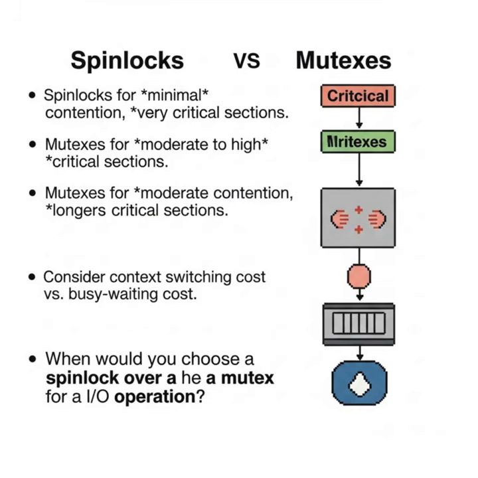By now, you should be able to define critical sections, understand the mechanics of both spinlocks and mutexes, and confidently choose between them. To test your understanding, when would you choose a spinlock over a mutex for an I/O operation?